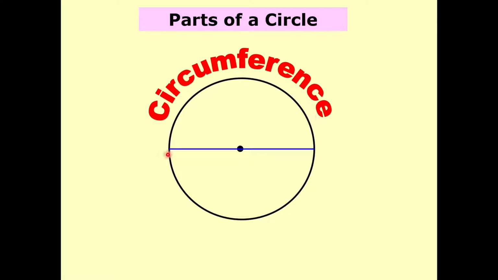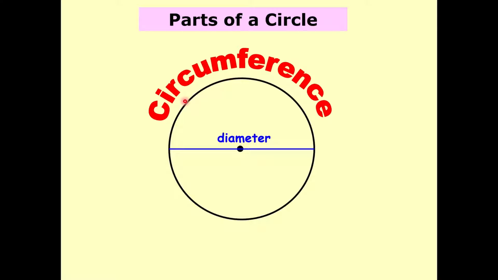If you draw a line straight through the middle of your circle, creating two semicircles, it could go anywhere, it could go up and down, diagonal, as long as it goes from one side to the other, straight through the middle, that is what we call the diameter of a circle.